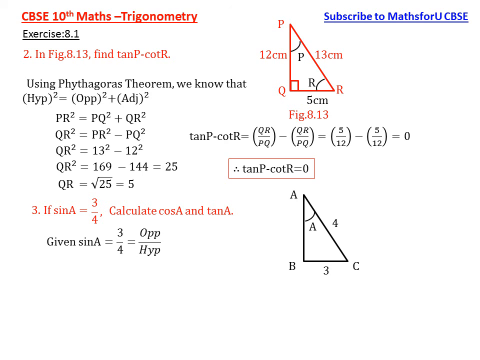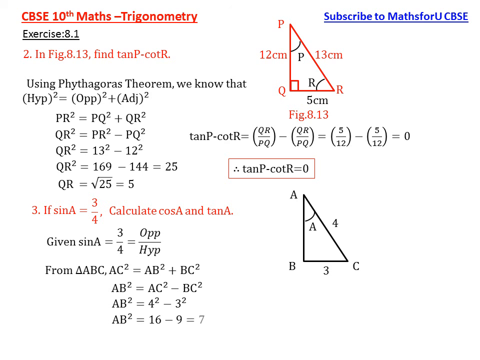Now we need to find out the third unknown side. Again we are going to use the same Pythagoras theorem. From triangle ABC, AC square is equal to AB square plus BC square. So AB square will be AC square minus BC square, which means this BC will go to the other side and become minus BC. So 4 square minus 3 square, that is equal to 16 minus 9, which is 7. So AB will be square root of 7. Now we will find out the values of cos A and tan A.